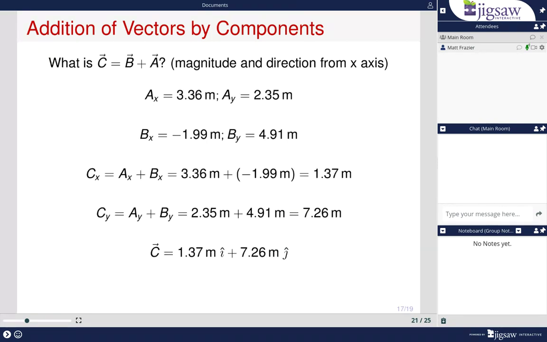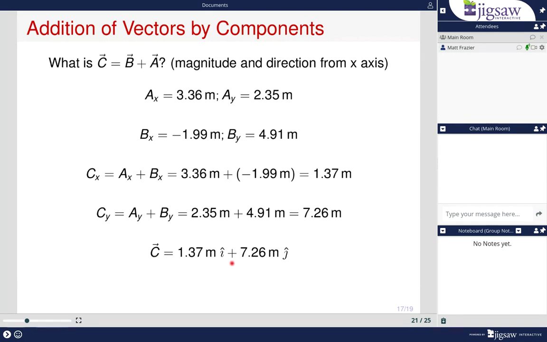And so we take those components and we add them, right? So our sum is going to be C. Well, the x part of C is just ax plus bx. We add those. And we're adding a positive number and a negative number, so we get something a little smaller. That works. And C sub y is a sub y plus b sub y. We check those. And that works out okay.